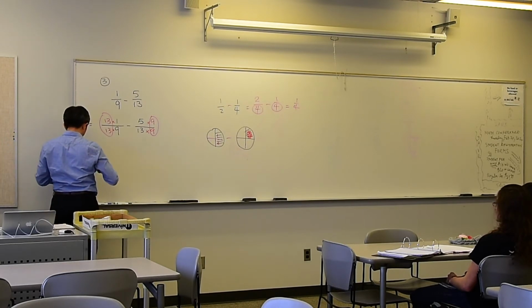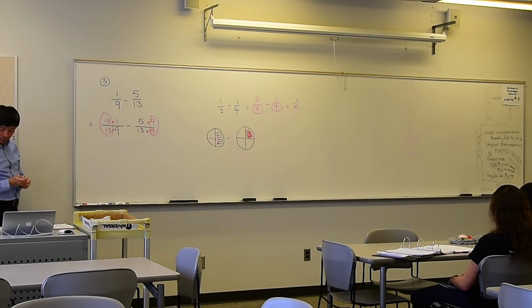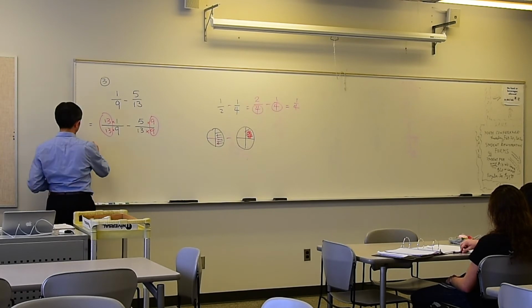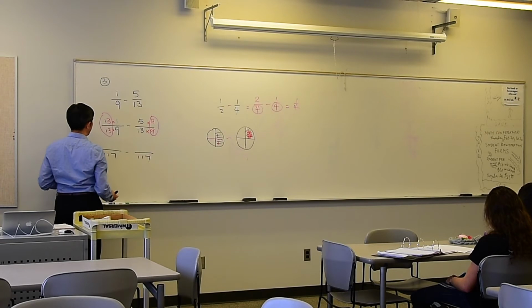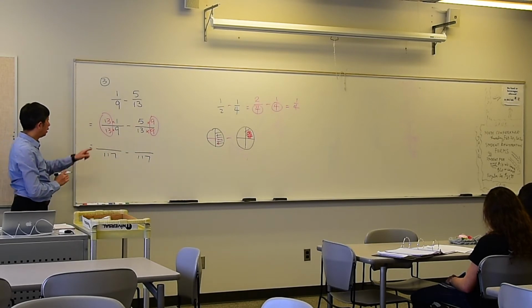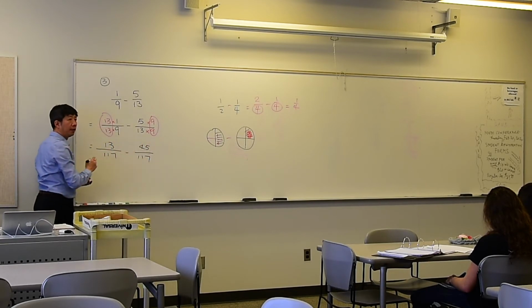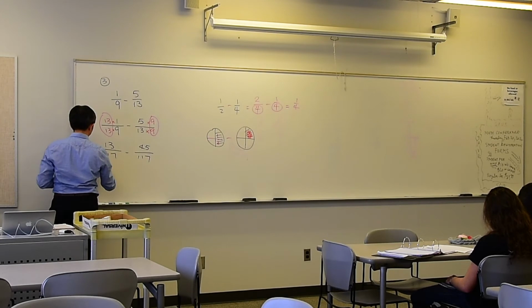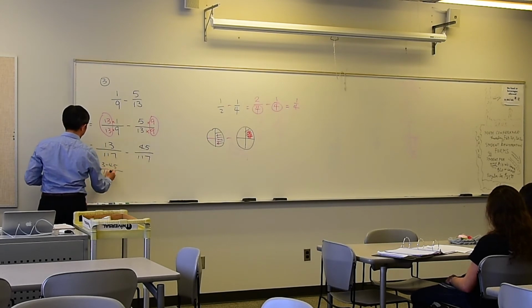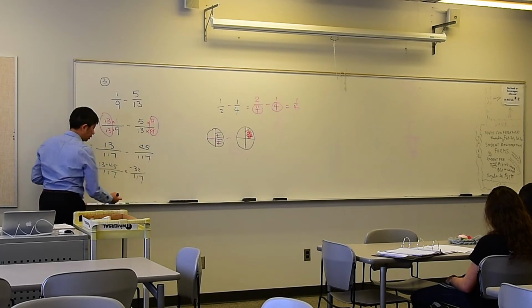So, tell me, what is 13 times 9? Did you get 117? So this is a 117 on the bottom, 117 on the bottom, right? And then this would be 13. This is 45. Is that right? So therefore, you have a 13 minus 45 over 117, which is a negative 32 over 117.